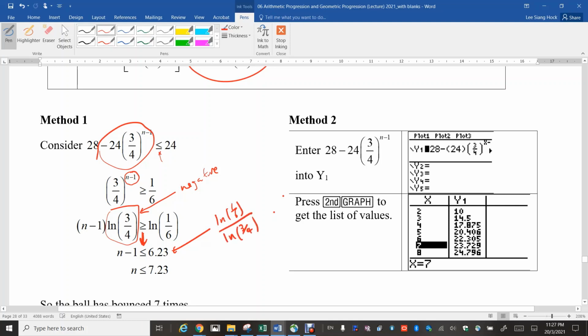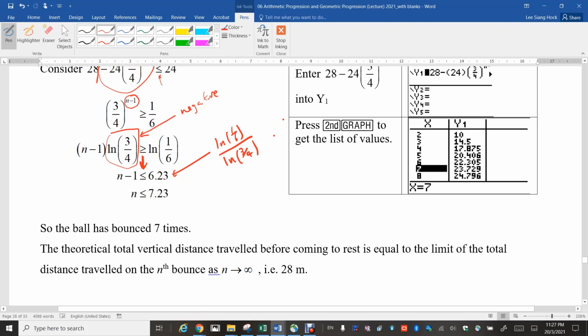Then after you got the answer, of course you need to plus 1 on both sides, then you get n is less than or equals to 7.23. So what is the largest integer that is less than 7.23? It will be 7. So you see, that means the ball has 1, 2, 3, 4, 5, 6, 1, 2, 3, 4, 5, 6, 7. After that, when you reach here, this is where they hit 24 meters. Can you see that? Already bounced 7 times. Okay, that's what it means.